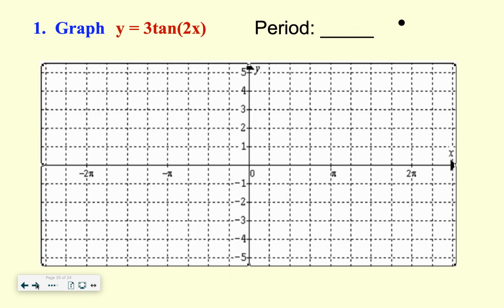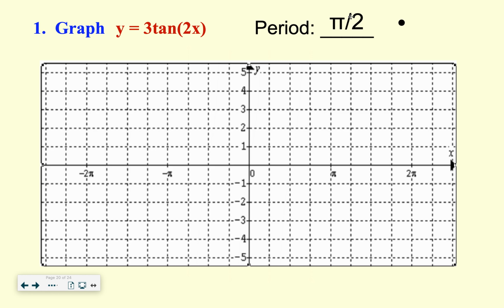So I'm going to go through one of each kind quickly, starting with the tangent graph. Notice on the tangent graph, and I didn't prompt you for anything but the period, but you could certainly list stuff out. There's no horizontal shift. There's no vertical shift. The amplitude is 3. Frequency is 2. Normally your period is pi, but because your frequency is 2, your period is going to be pi over 2.